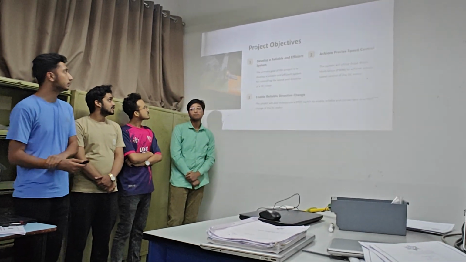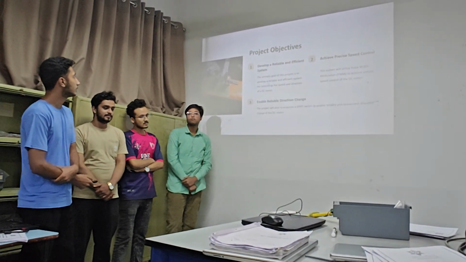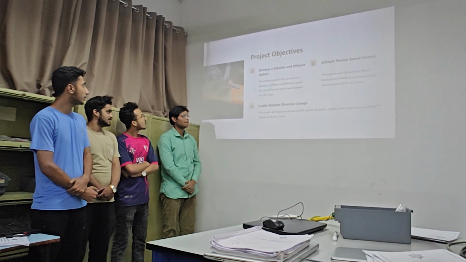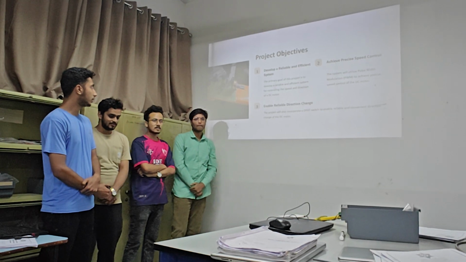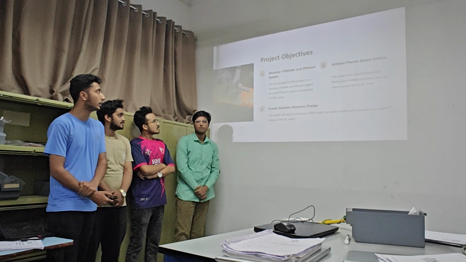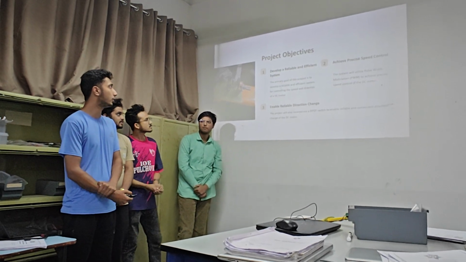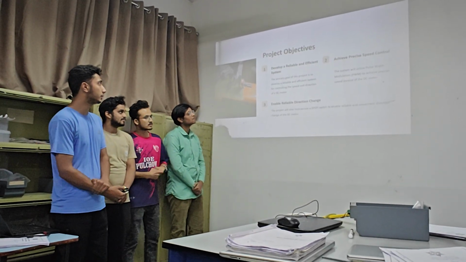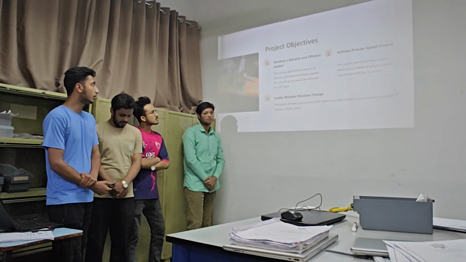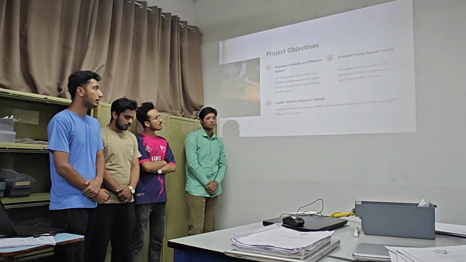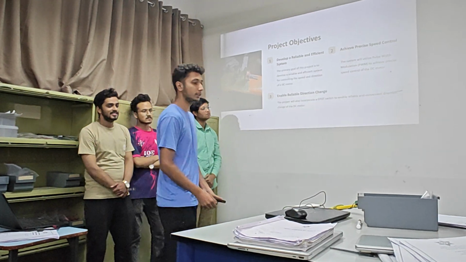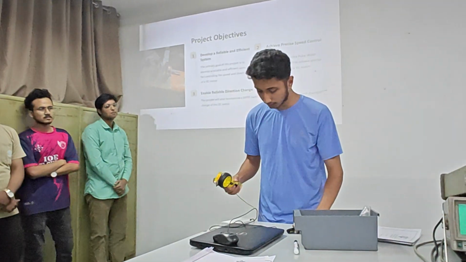Project objectives. Now I would like to describe this. Number one, develop a reliable and efficient system. The primary goal of this project is to develop a reliable and efficient system for controlling the speed and direction of a DC motor. Achieve precise speed control. The system will utilize pulse width modulation to achieve precise speed control of the DC motor. Enable reliable direction change. This project will also incorporate a DPDT switch to enable reliable and convenient direction change of the DC motor. And now I would like to give a short presentation on how this works.